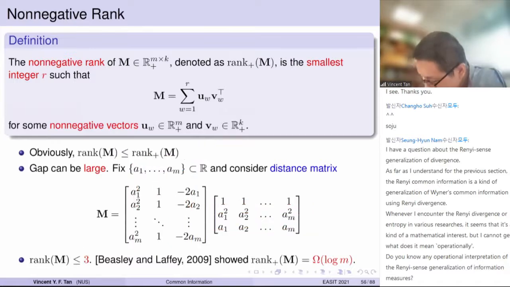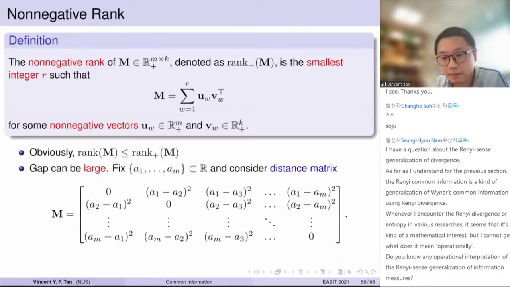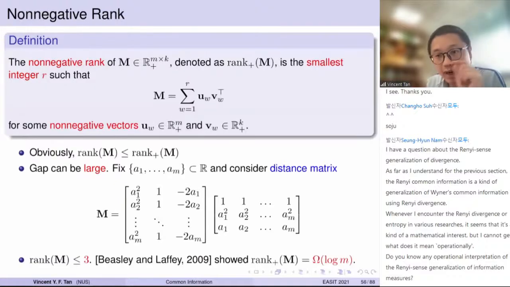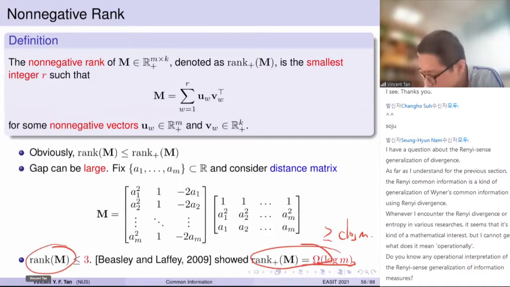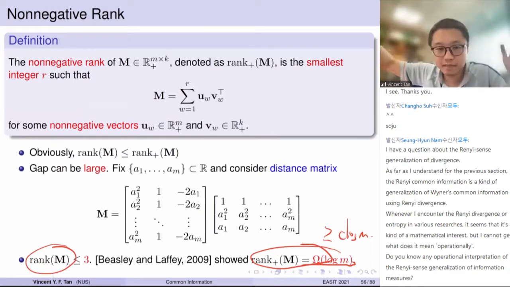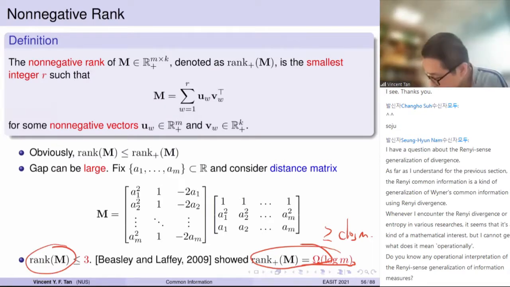But if we look at the original problem here, the non-negative rank, however, is very large. It's at least constant times log m. So as I let m go to infinity, this non-negative rank can be very big, arbitrarily large.